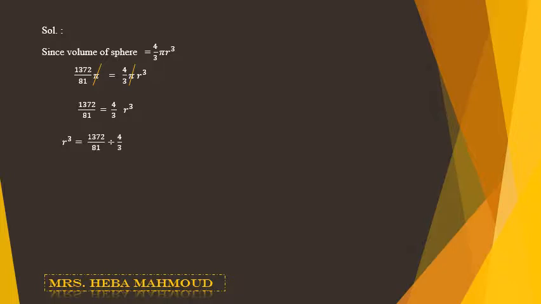To make it r^3 on one side, we move the 4/3 to the other side by dividing. So it will be 1372/81 divided by 4/3. So r^3 equals 343/27. To find the value of r, we take the cube root of 343/27, which is 7/3. Here he wanted to find the diameter. Since we know that the diameter equals 2 times the radius, the diameter equals 2 times 7/3, which is 14/3.